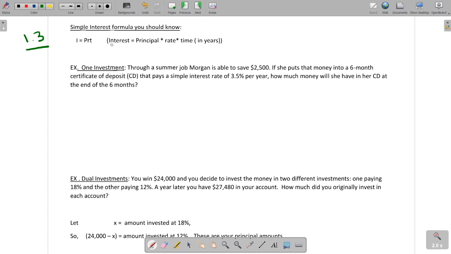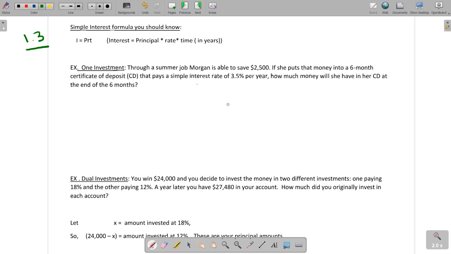Simple interest is the first one. That's going to be I. So interest is going to equal principal times rate times time in years. One example here is of one investment you have through a summer job. Morgan is able to save $2,500. She puts that money into a 6-month certificate of deposit, otherwise known as a CD, that pays simple interest of 3.5% per year. How much will she have at the end of 6 months?